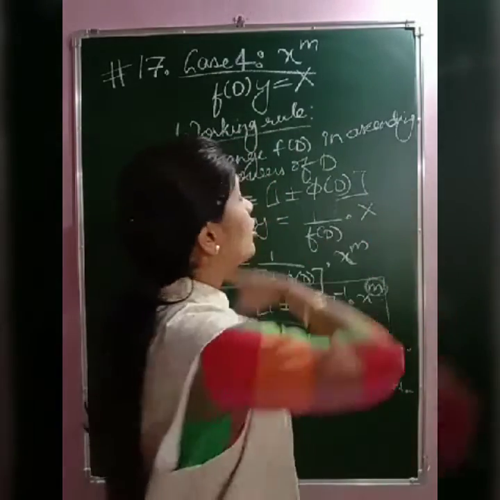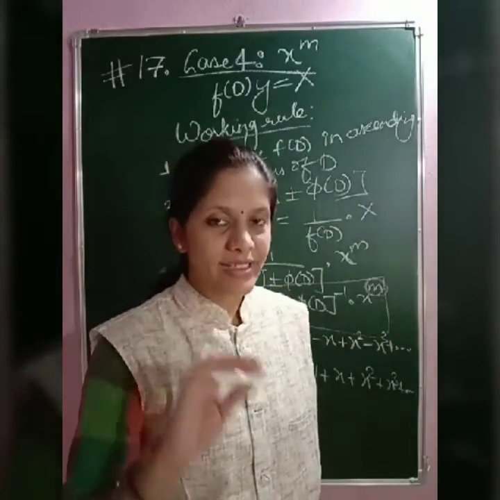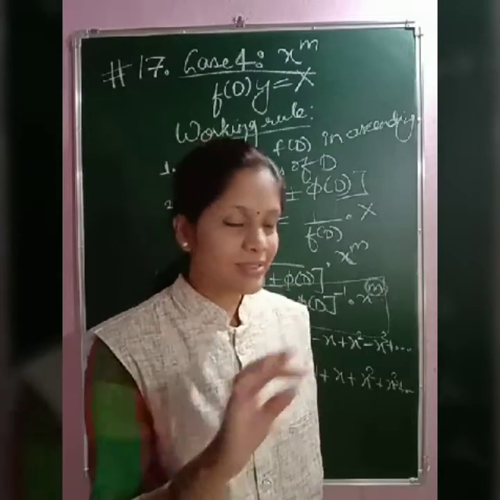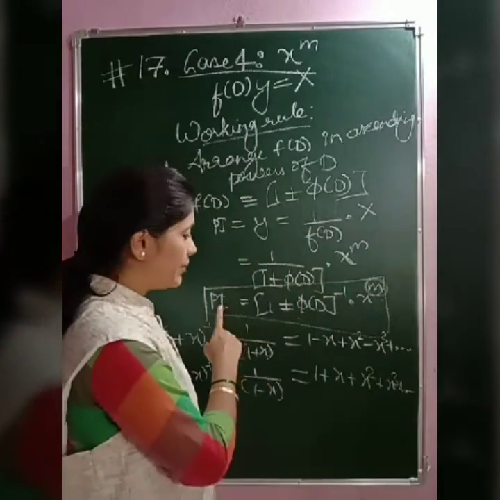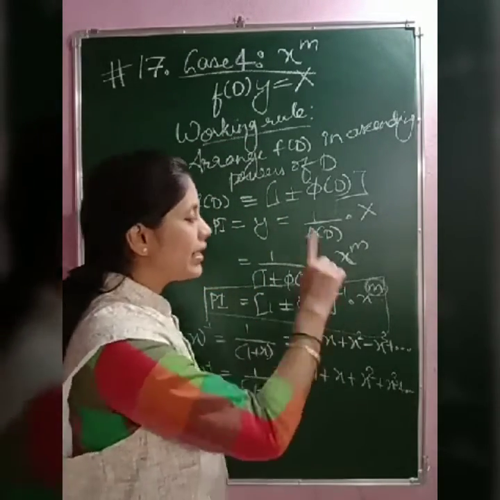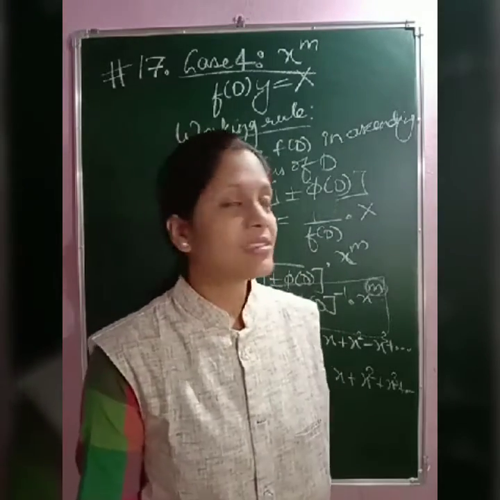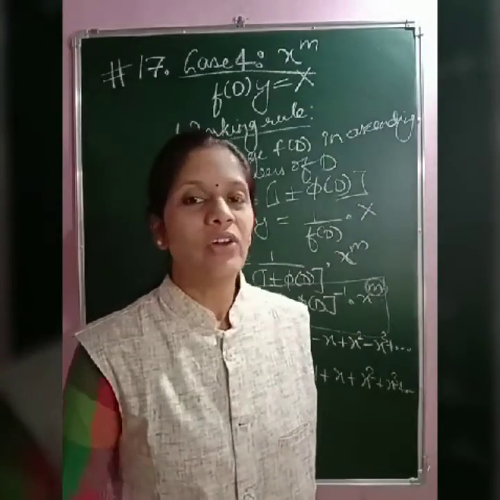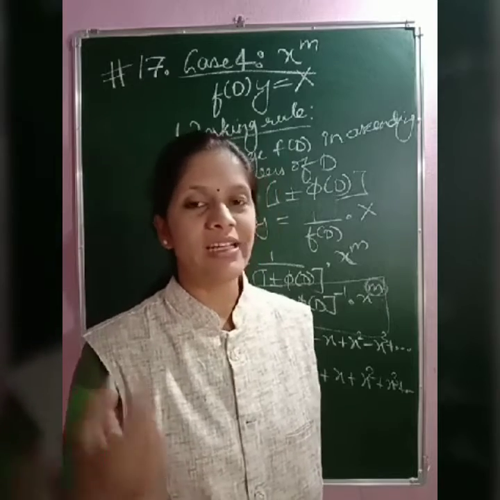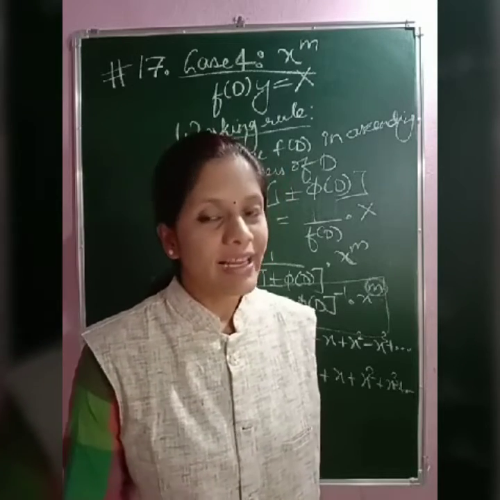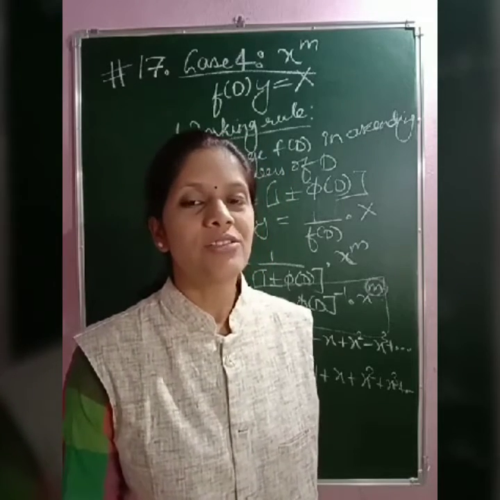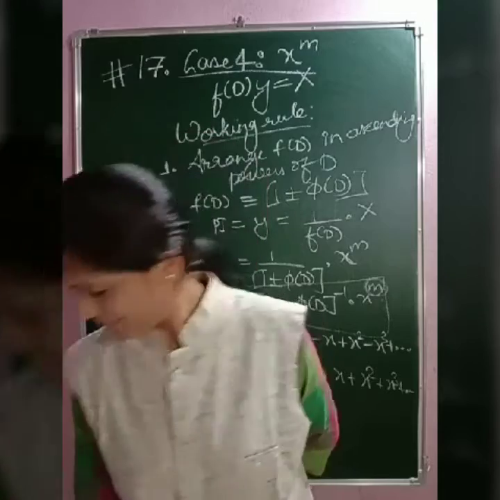So this is all for case 4, x raised to m, right? It is very easy to remember. We have to represent PI as 1 plus or minus phi D whole inverse of x raised to m, right? So this is our case 4, and already we know case 2 and case 3. Now let us start numericals so that the concepts will be more clear.